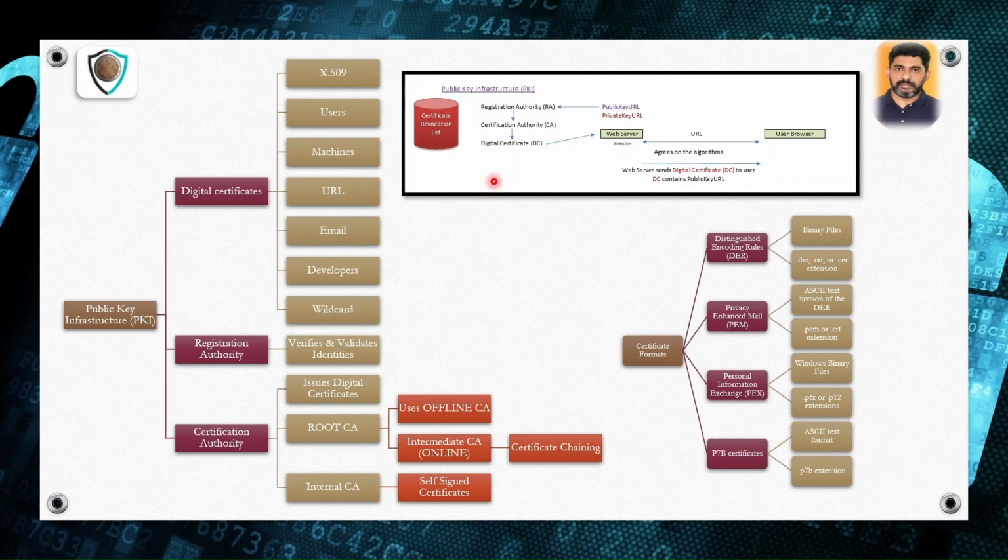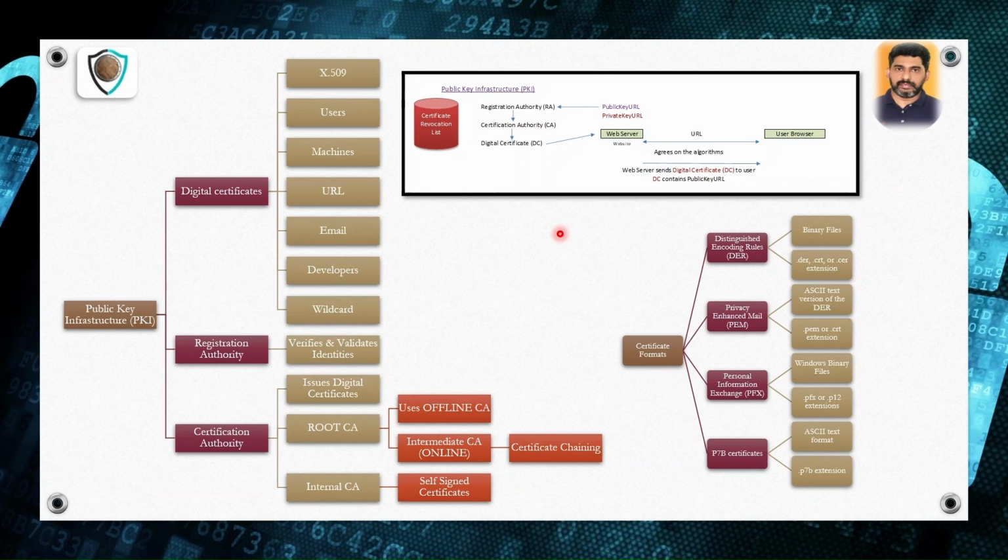So, practically speaking, registration authority and certification authority will be one organization, but these are two different roles. The registration authority will do the identity verification of the organization that is requesting the certificate, and the actual issuing of the certificate will be done by the certification authority.